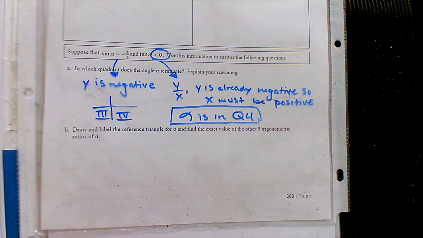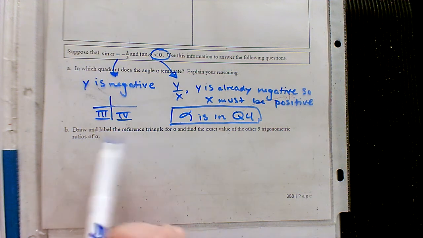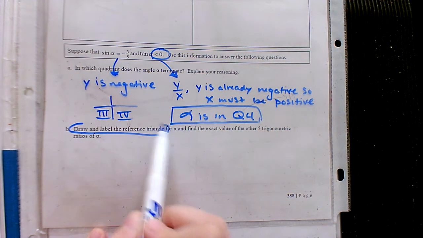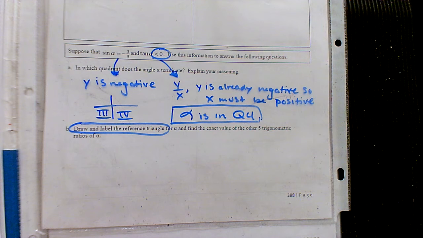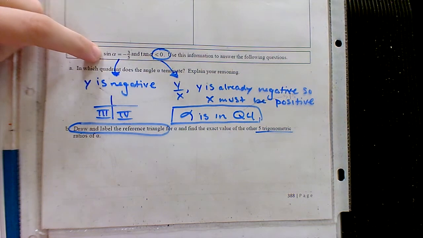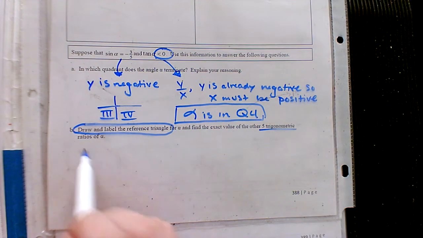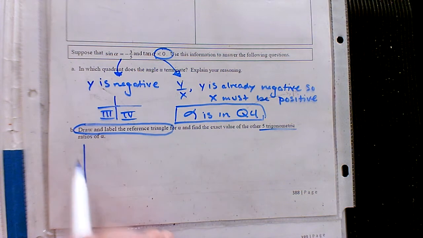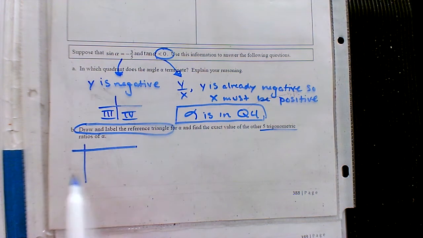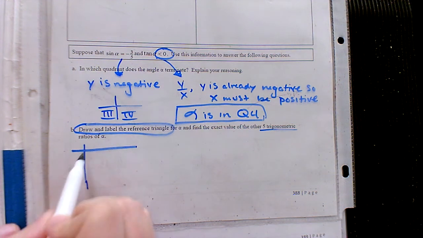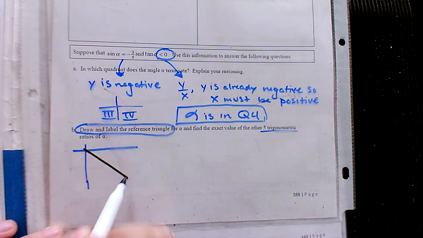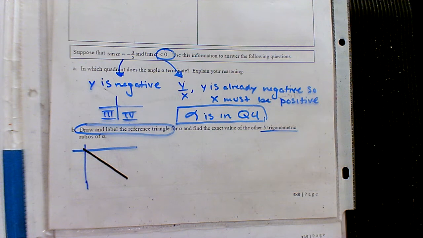So now that we know where an angle lands, we're going to try to draw that reference triangle from yesterday, a triangle that touches the x-axis, and we're going to find the other 5 trig ratios. We already know what the sine ratio is. Somehow we should be able to figure out the other 5. So we know that our angle is in quadrant 4. Let's go ahead and draw quadrant 4, and our angle goes through quadrant 4.